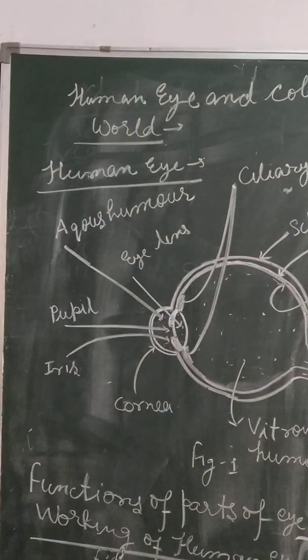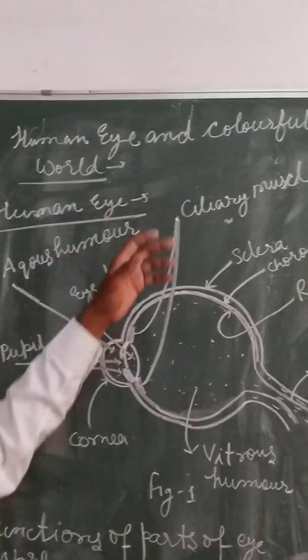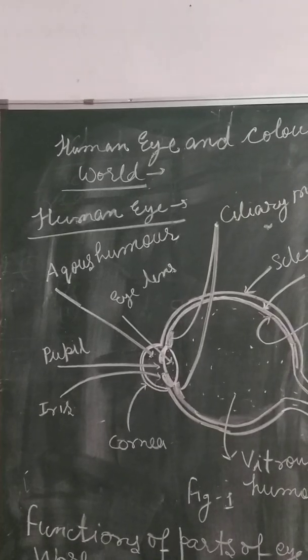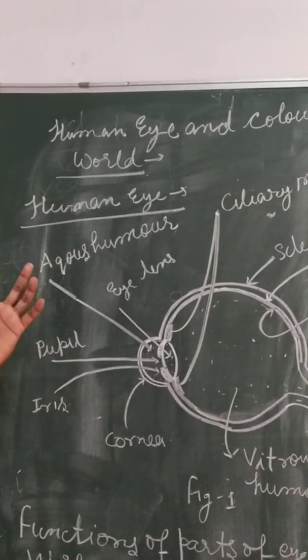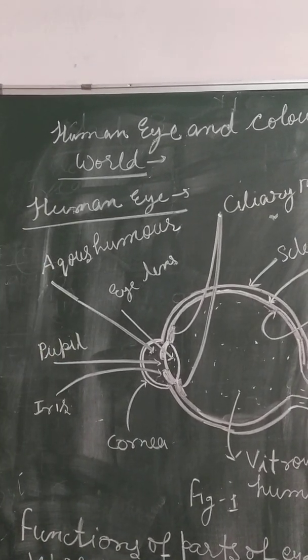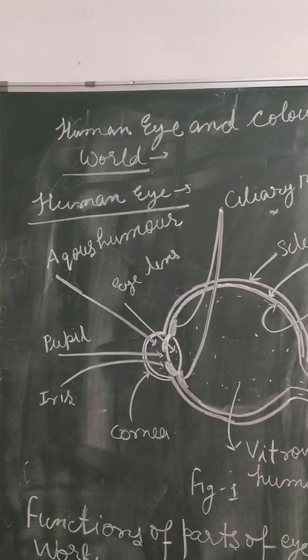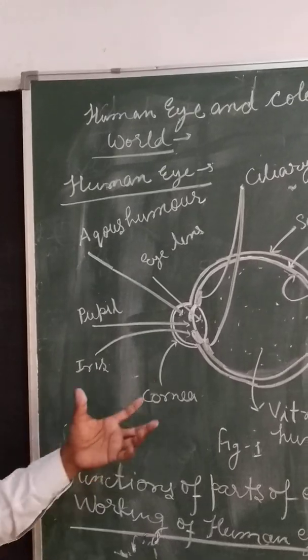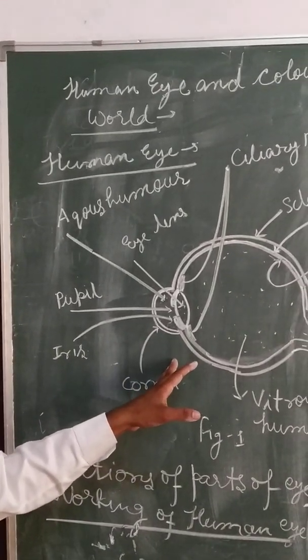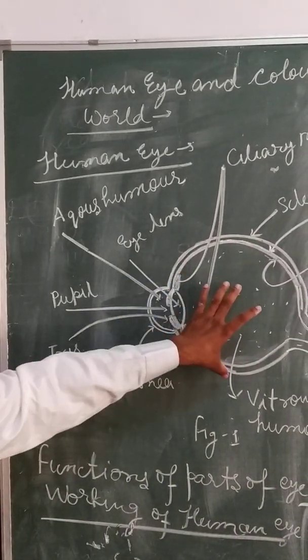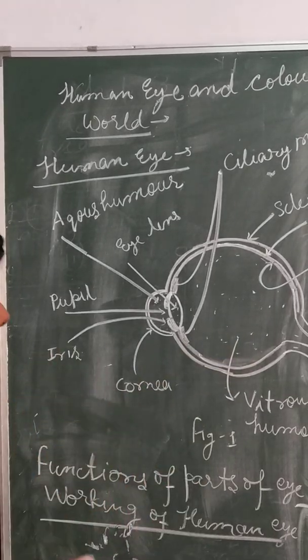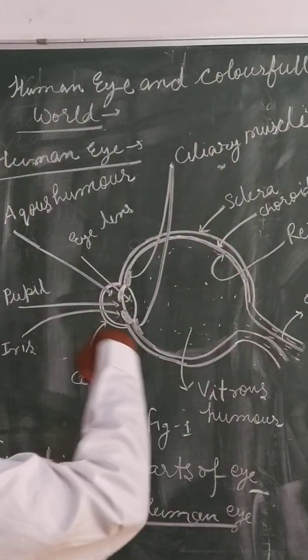Students, today we discuss the second chapter, Human Eye and Colorful World. The human eye is a God-gifted optical instrument from which we see the objects around us. So, we discuss the construction of the human eye. The human eye is like a jelly, and it is known as the eyeball.